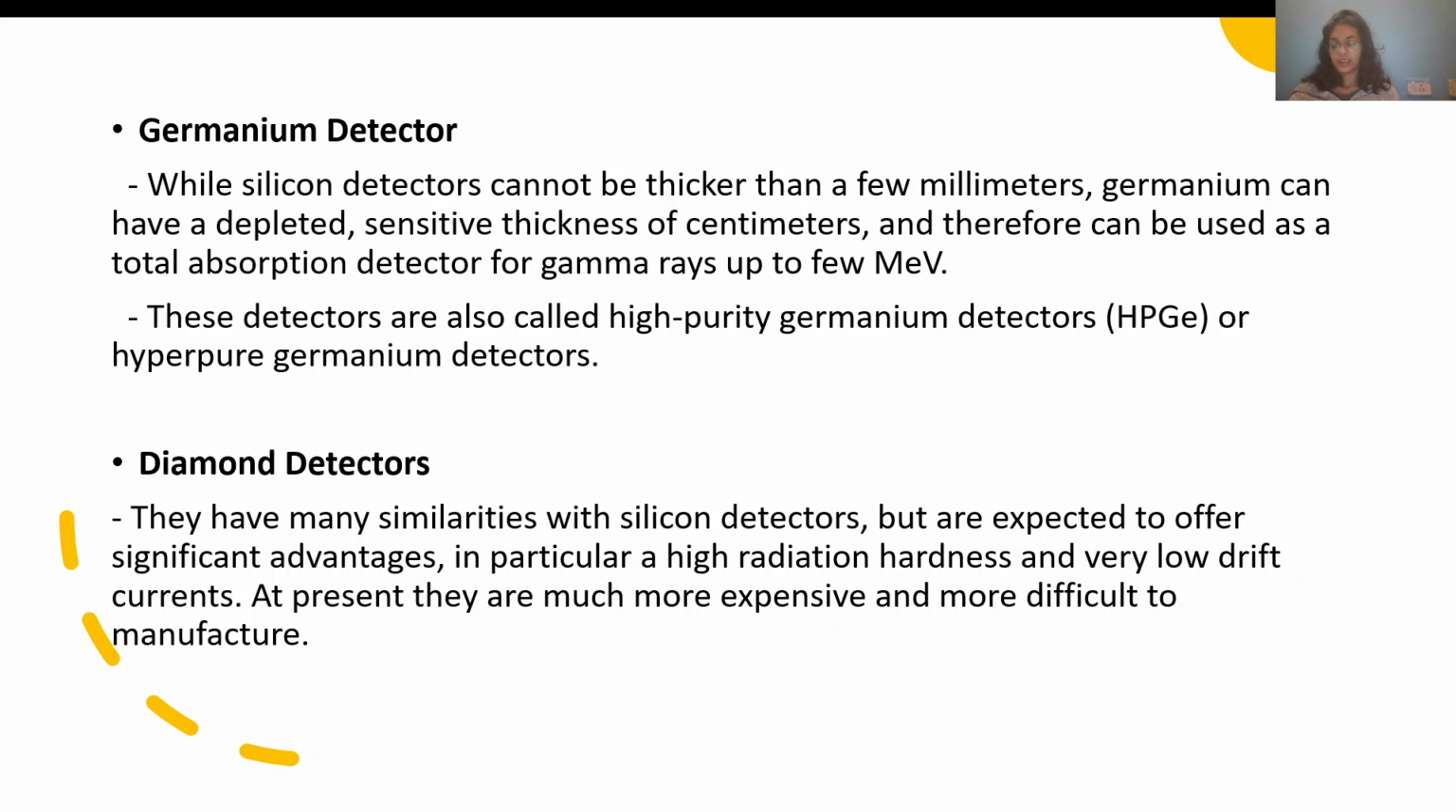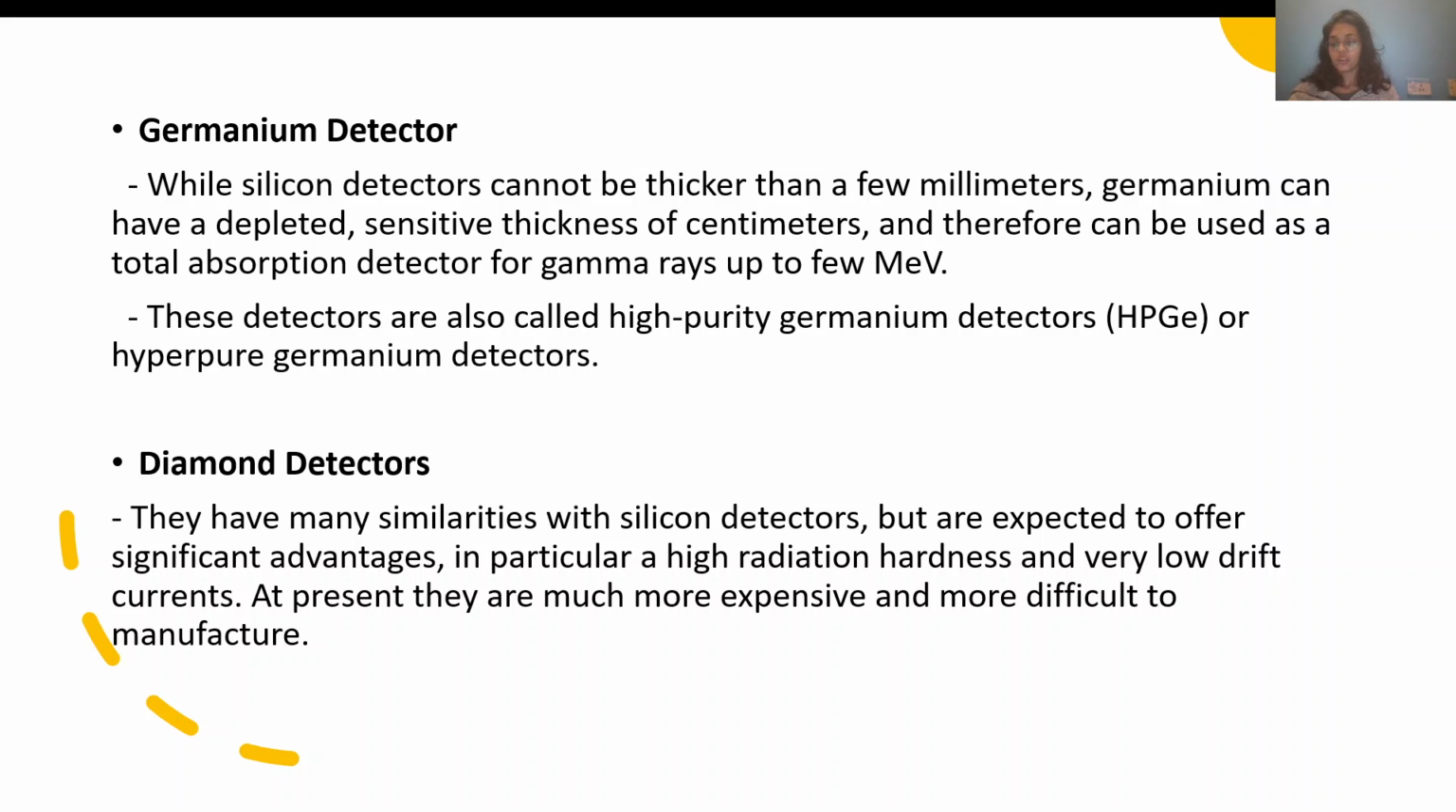Next is germanium detectors. Germanium detectors are widely used for gamma spectroscopy in nuclear physics as well as X-ray spectroscopy. While silicon detectors cannot be thicker than a few millimeters, germanium can have a depleted sensitive thickness of centimeters and therefore can be used for total absorption detectors for gamma rays up to a few mega electron volts.